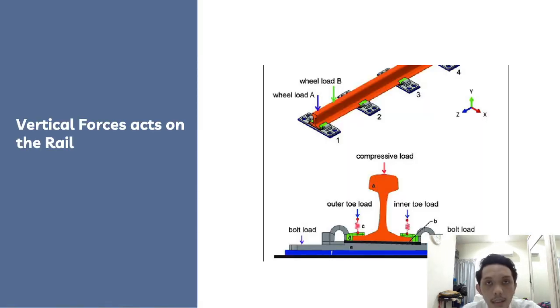For better understanding, the diagram shows how the vertical forces act on the rail. By focusing on the compressive load, this is one of the forces that can cause failure on the base plate itself, which I will explain later on.